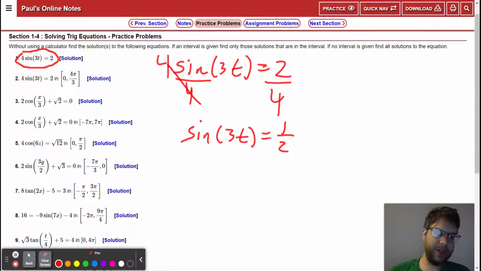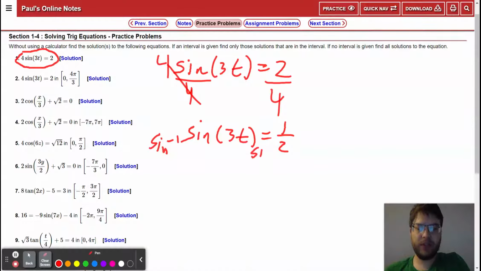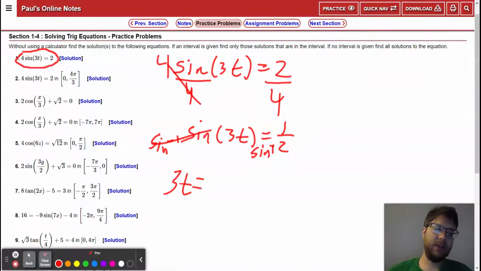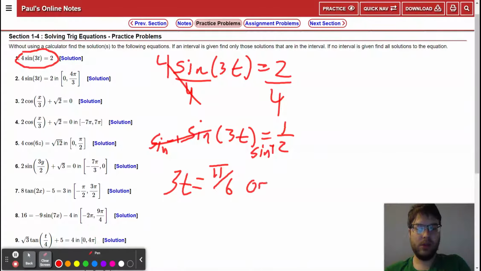If you want to write the inverse function, and this is something that we'll work on over the next little bit, you can write sine inverse of both sides, kind of like how we wrote the log on both sides. Regardless, it cancels out, and you get two solutions. The sine value is 1/2 at 30 degrees or at 150 degrees. Practice using radians instead. So at pi over 6 or at 5 pi over 6.